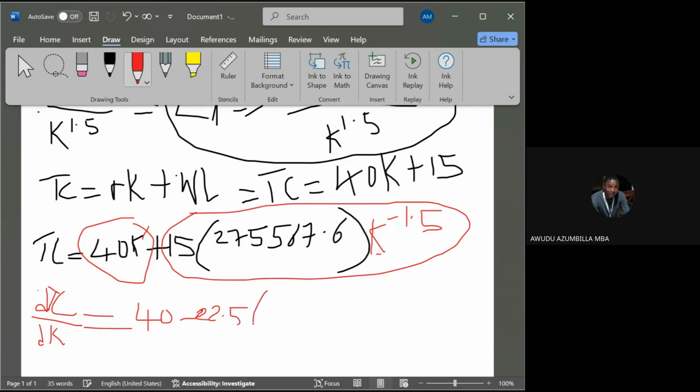Then you open the bracket and put 27556 7.6. Then here, you subtract 1 from the exponent, so you get minus 2.5. Then you equate it to 0. This is the first order condition. Anytime you are differentiating, you have to equate it to 0. So this is what we have. Now, if you equate this to 0, it means we can open the bracket here.